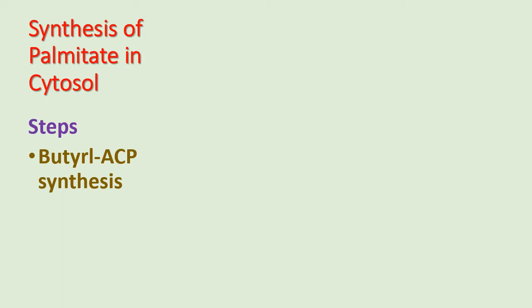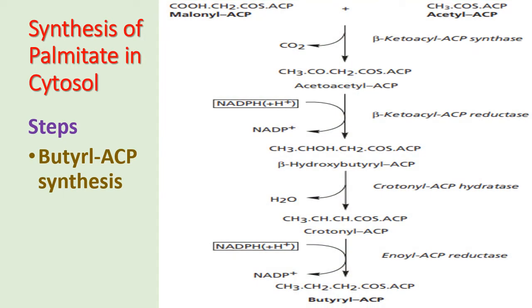So now we will look at the summary of all these reactions for the synthesis of butyryl ACP. The starting point is malonyl ACP combined with acetyl ACP, and with the enzyme keto-acyl ACP synthase there is a production of acetoacetyl ACP, and there is a release of 1 carbon dioxide at this step. Then acetoacetyl ACP is converted into beta hydroxybutyryl ACP. The enzyme required for this reaction is beta ketoacyl ACP reductase.